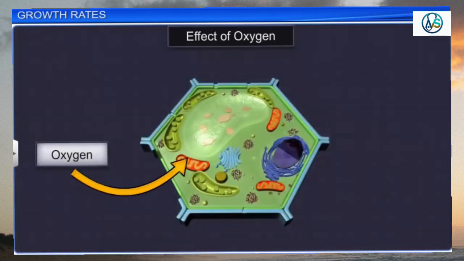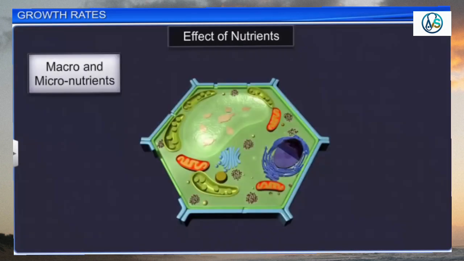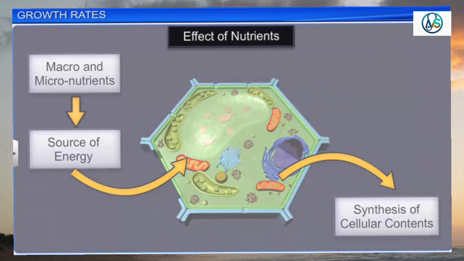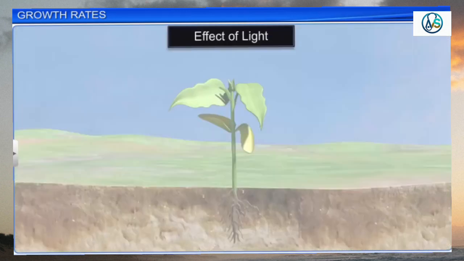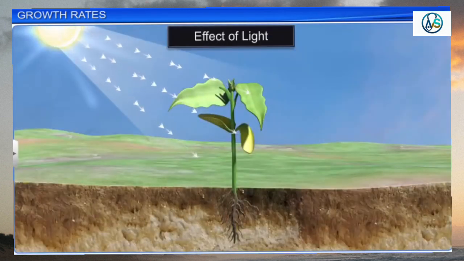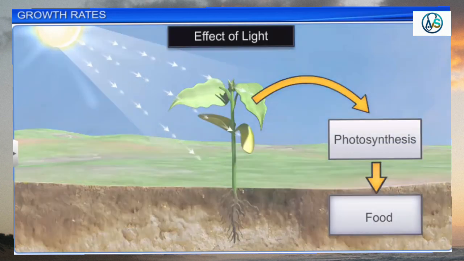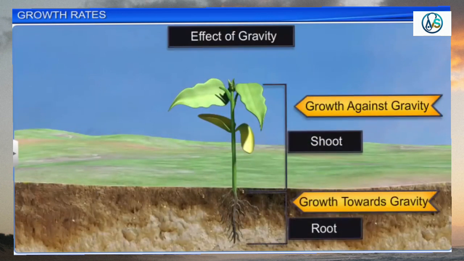Oxygen is required by plants for the release of energy in food. Macro and micronutrients are used as energy sources and in the synthesis of cellular contents like protoplasm. In addition, plants need an optimum temperature for proper growth. The growth of plants depends on light, as they manufacture food by photosynthesis. Gravity determines the direction of shoot and root growth in plants.